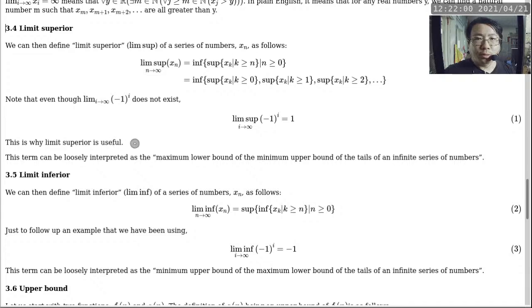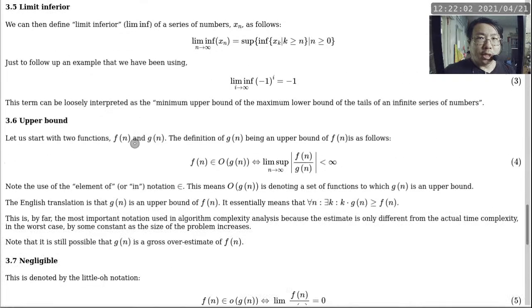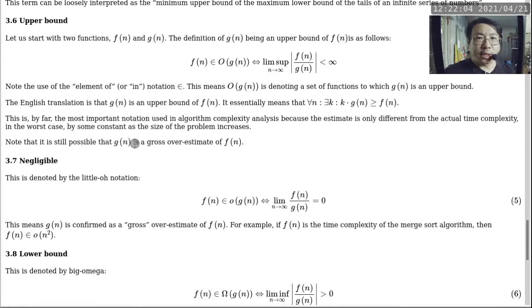All right, cool. So now we move on to the concept of an upper bound. When we talk about these, starting from section 3.6 and all the way to the end, we are going to have two functions. One is called f, the other one is called g. And by the way, this g function has absolutely nothing to do with the function g discussed earlier.